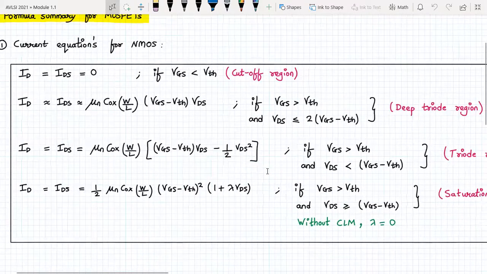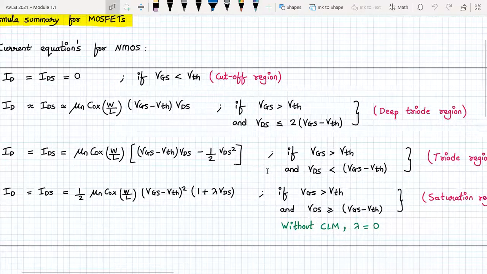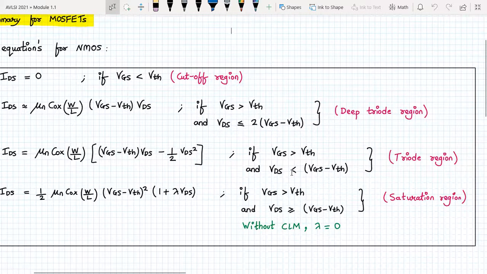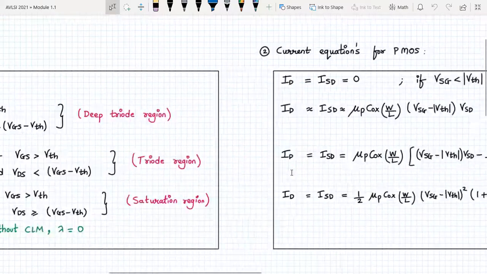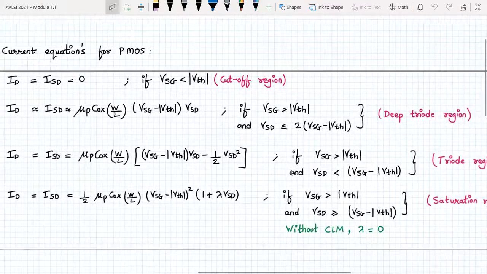Okay, so these are the current equations for an NMOS enhancement transistor in the 4 operating regions, that is cutoff, deep triode, triode and the saturation region. Now let's check out the current equations for the PMOS transistor.